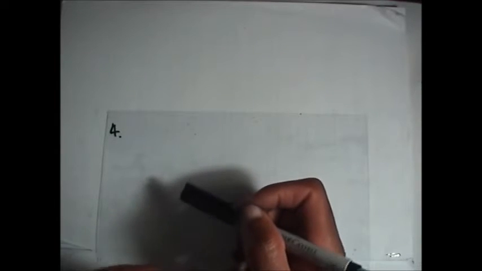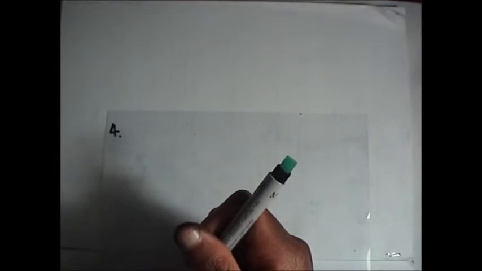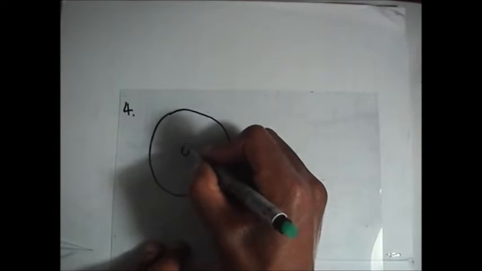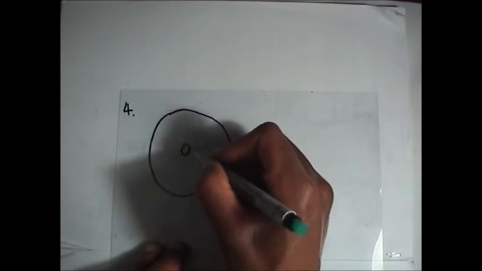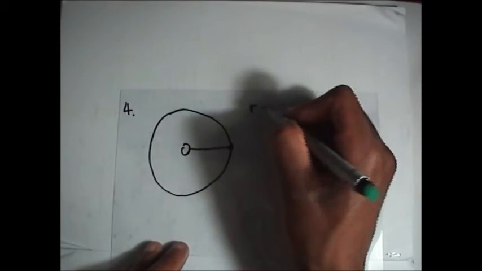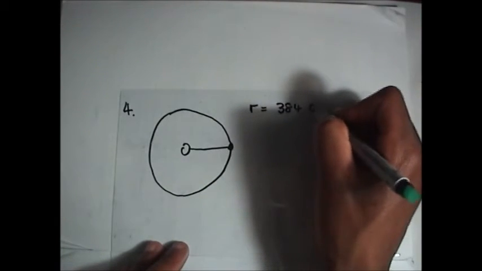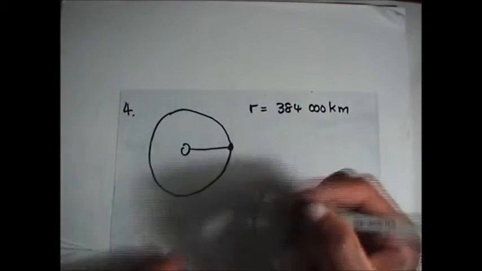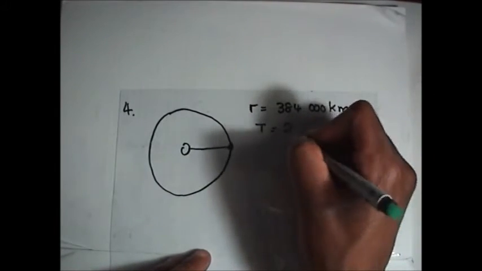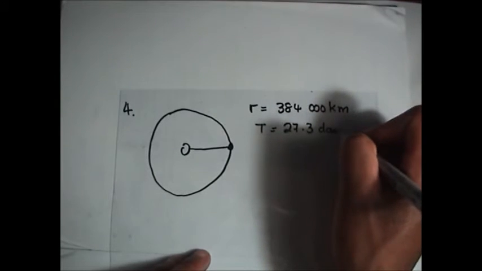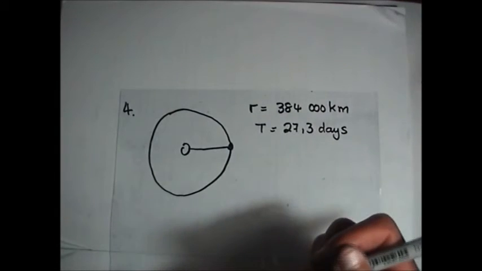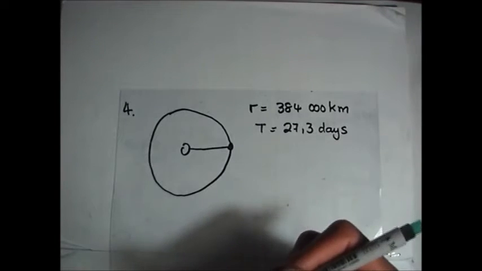Hello. We are continuing with our examples. Example 4 says the moon's nearly circular orbit about the Earth has a radius of about 384. Let's draw the orbit. Let's consider this to be Earth and let's consider this to be Moon. The radius is nearly equal to 384,000 kilometers, and the period is equal to 27.3 days. Determine the acceleration of the moon towards the Earth.